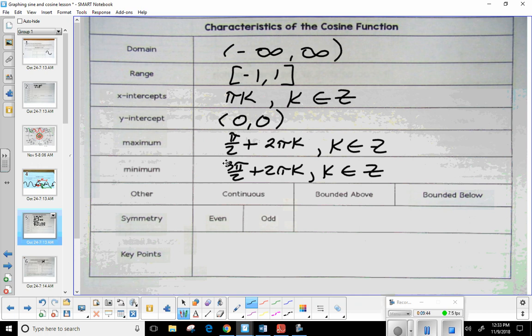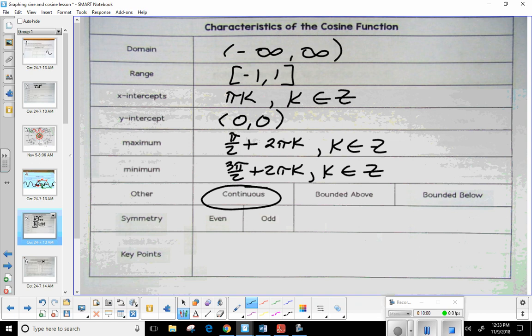Okay. Is it continuous? And remember, the basic definition of continuity, I can draw it with my pencil without doing what? Without picking it up. So yeah, I can sit here, there's 1, there's 2, there's 3, and I can just keep going for as long as I want. So it's definitely continuous.